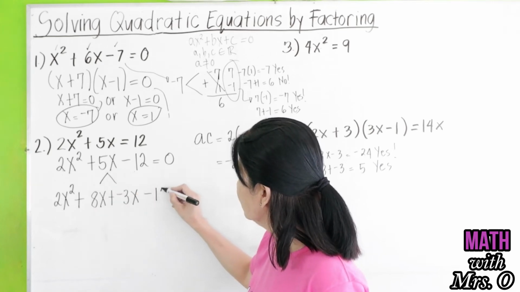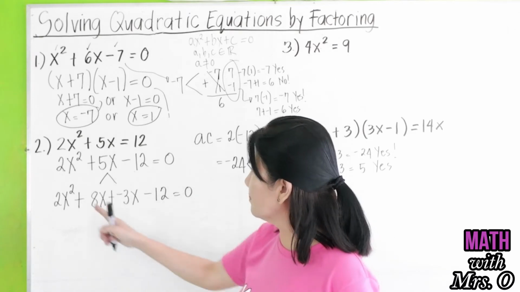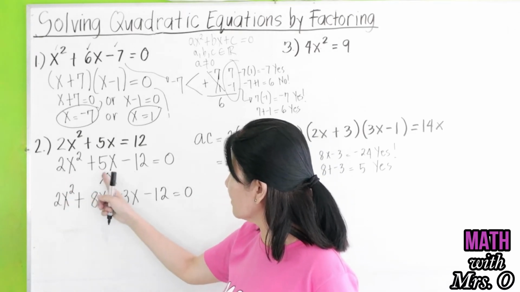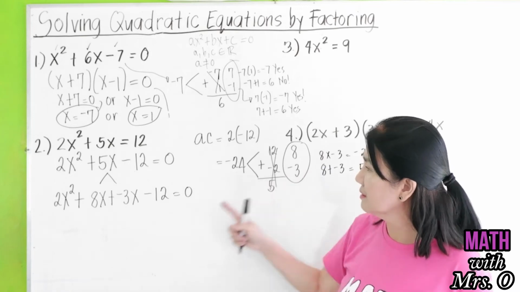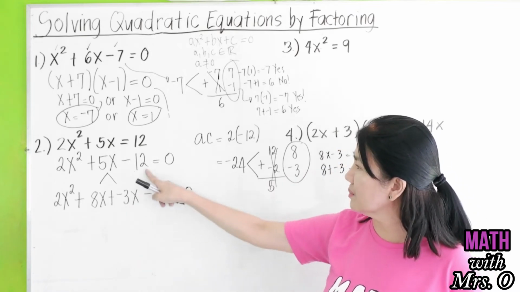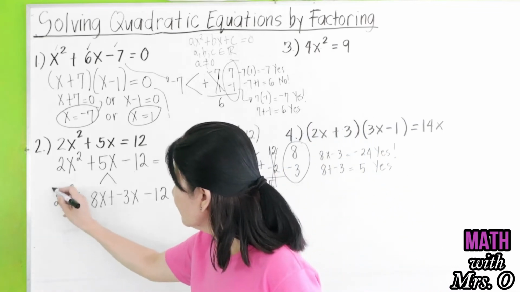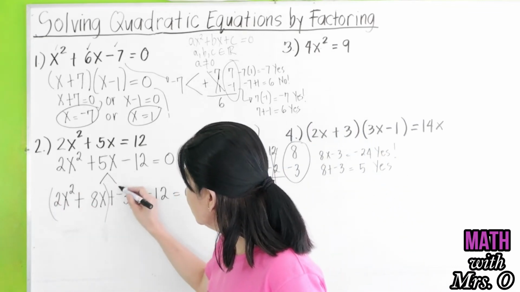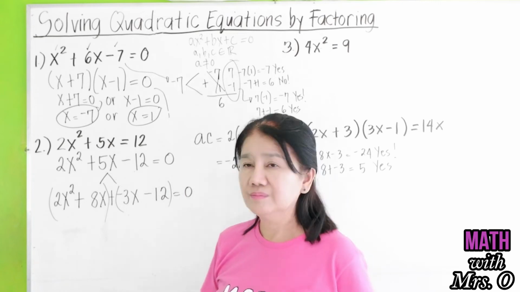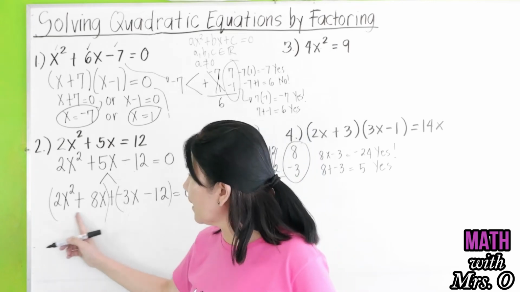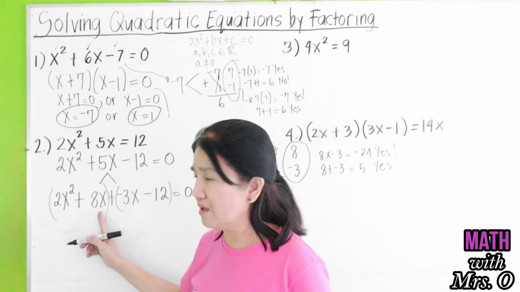Copy negative 12 equals 0. Repeat: copy this, rewrite this using the factors here. 2x squared plus 8x plus negative 3x minus 12, copy negative 12 equals 0. Now, group the first two and the last two. Then, factor out the GCF.